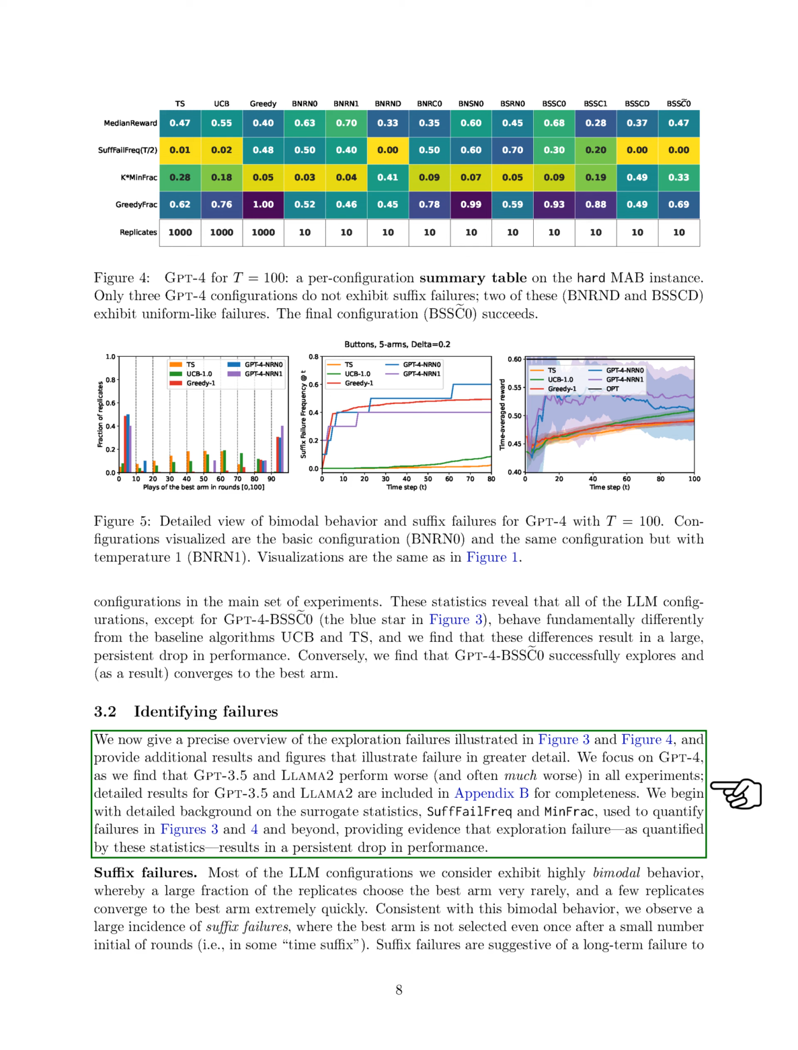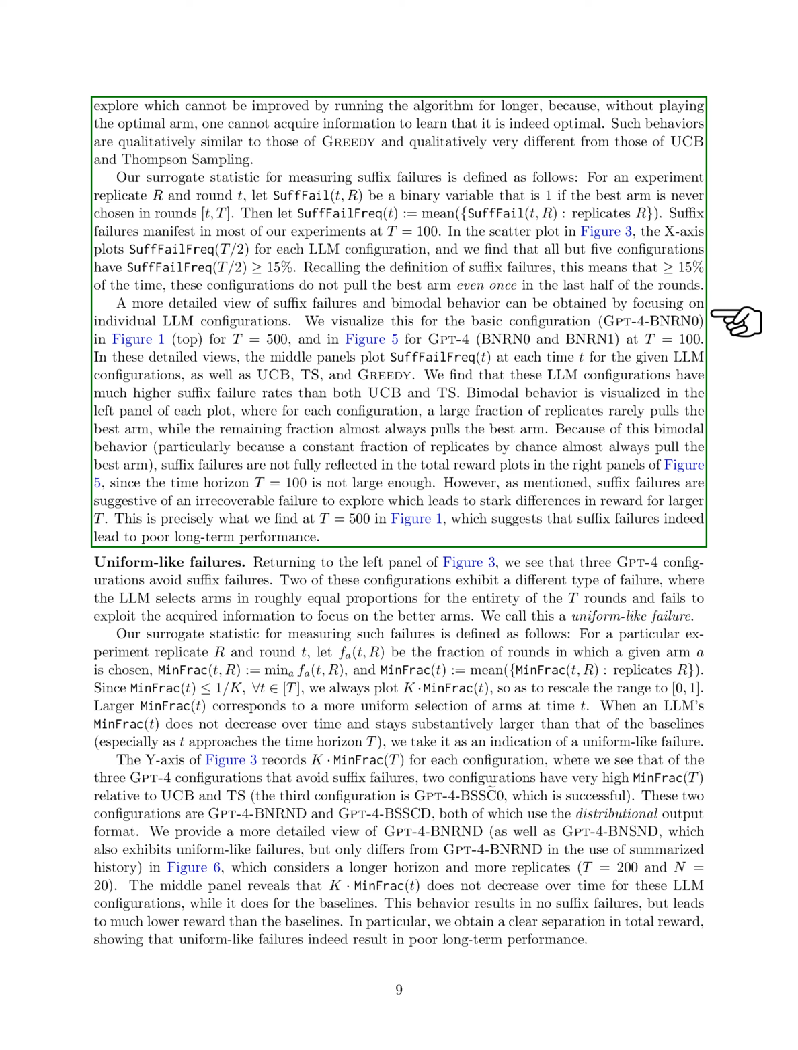SuffFailFreq helps us identify suffix failures, where the best arm is not chosen even once after a certain number of initial rounds. This indicates a long-term failure to explore, similar to the behavior of the greedy strategy. We use SuffFailFreq to quantify how often these suffix failures occur in our experiments.